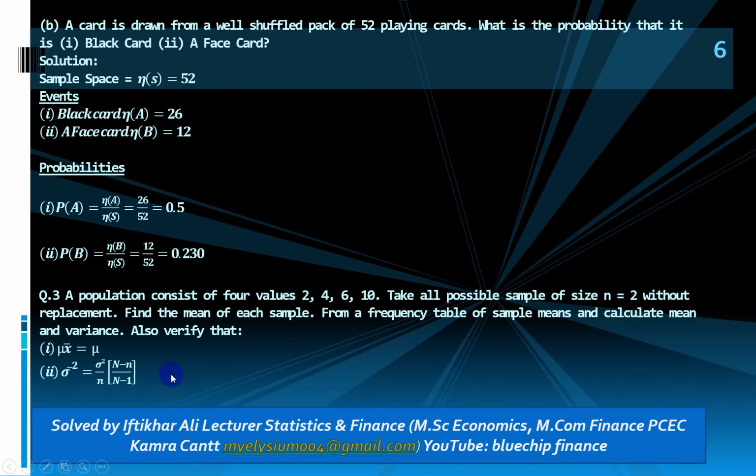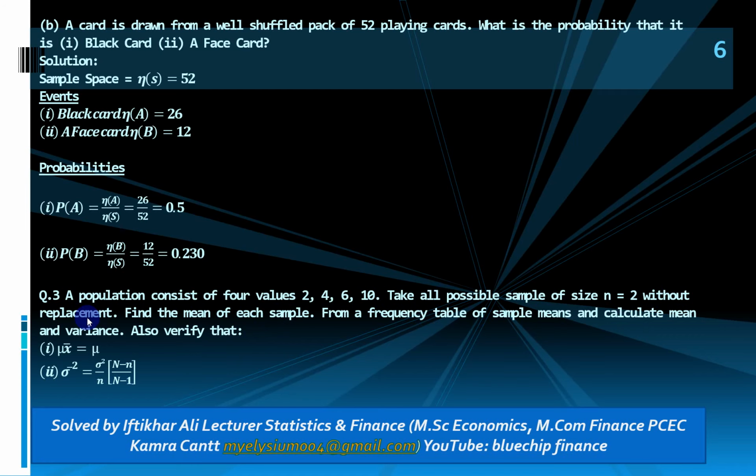Also verify that. In the last paper I have already discussed with you that in sampling questions, 3 things are important to see. Number 1, what is the population: 2, 4, 6, 10. Number 2, what is the sample size, n equals to 2. Third step is to check either it is a case of without replacement or with replacement. In this question it is also just like the previous paper question, it is the case of without replacement.